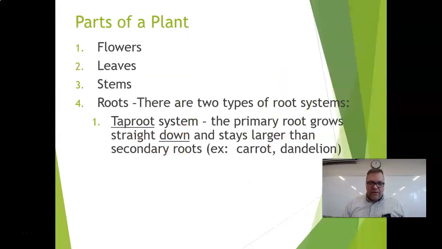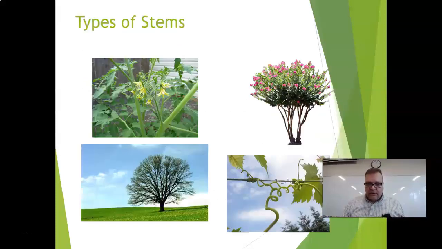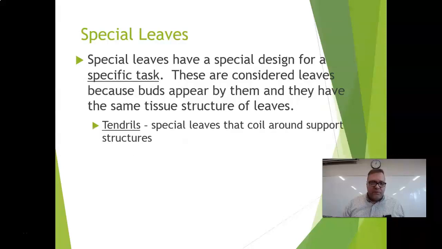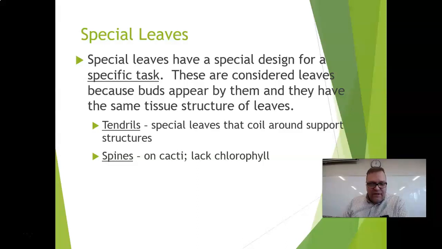Let's go back a little bit. Here it is right here. You can see how it coils, and it crawls up, and as soon as it finds something to latch onto, it'll latch on it and start coiling around it. That's what a tendril looks like. It's a very special type of leaf, used specifically for support. Spines. Example would be like on a cacti. They lack chlorophyll, so they cannot use the sun's energy to make food.